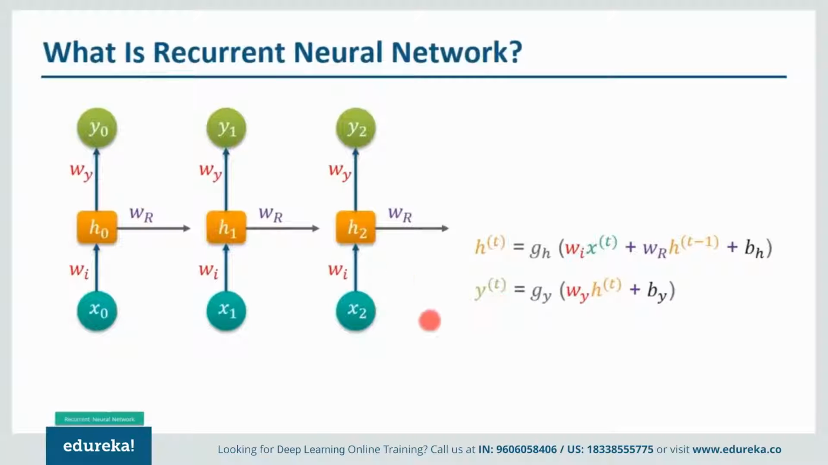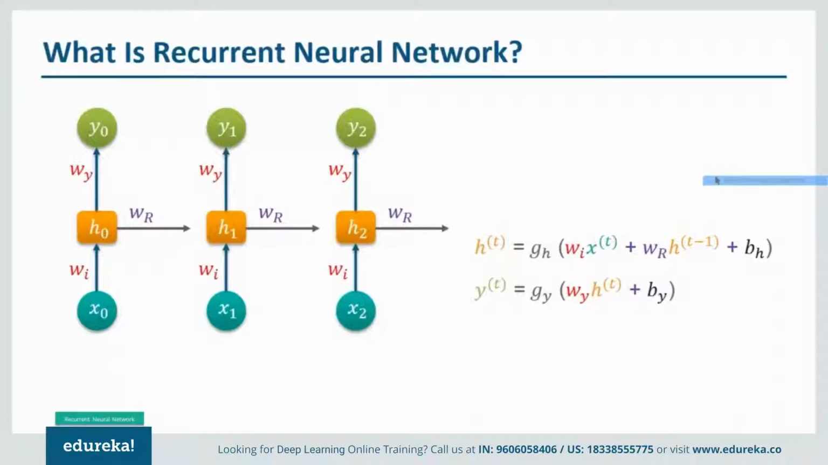Similarly, in the next timestamp, that is at time t equals 2, we have input x2. We need to figure out what will be h2. So we'll multiply the weight matrix Wi with x of 2 plus Wr into h of 1 that we have got here, plus b of h, and pass it through a function g of h to get h of 2. From h of 2, we'll calculate y of 2: Wi into h of 2 plus b of y, that is the bias, pass it through a function g of y to get y2. And this is how a recurrent neural network works, guys.